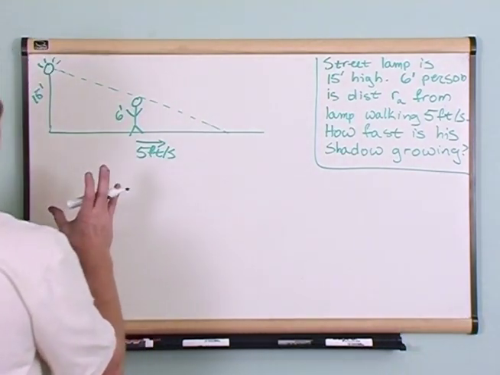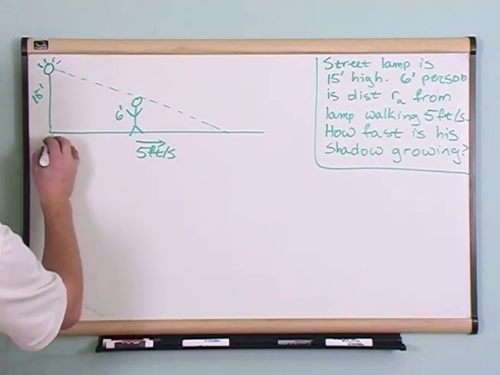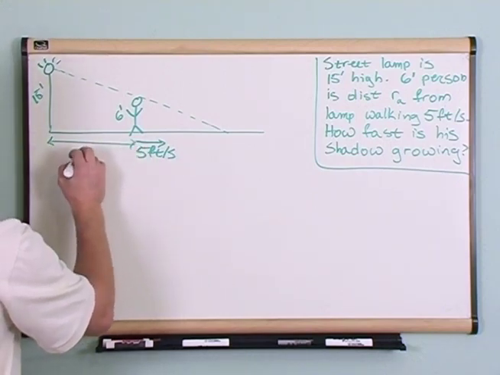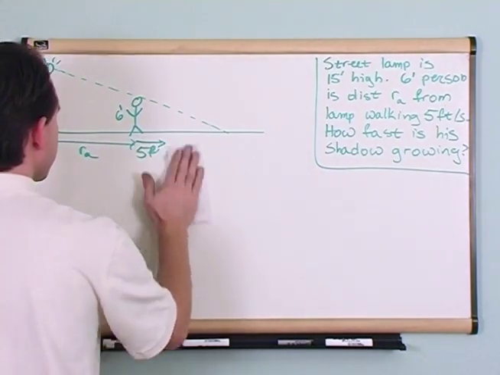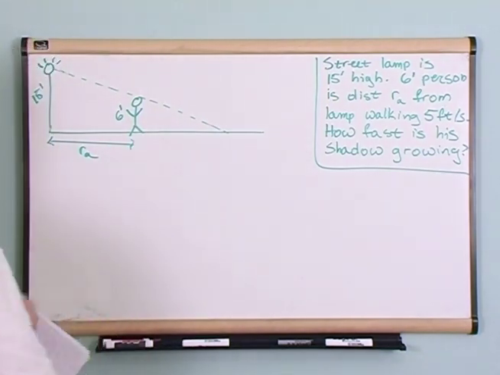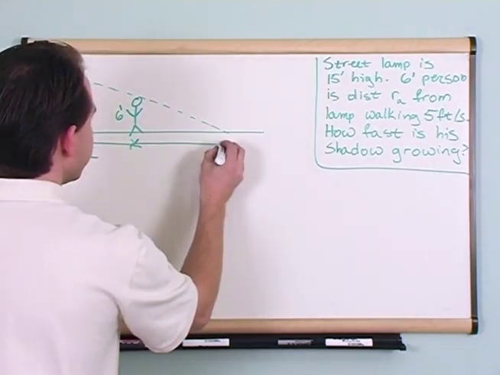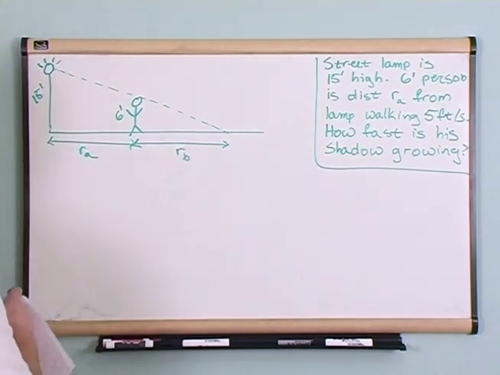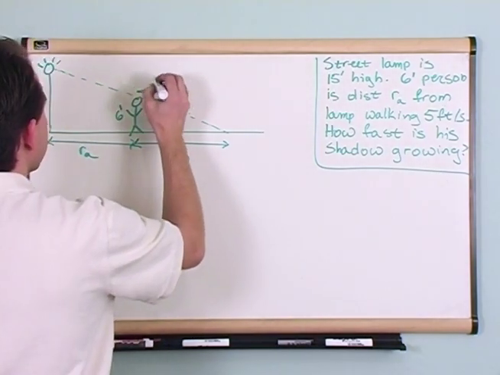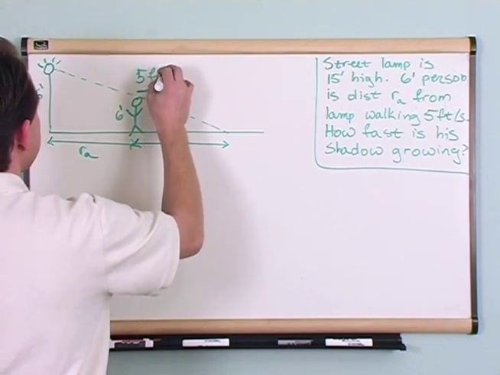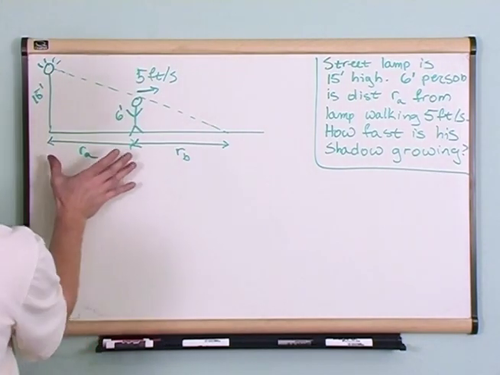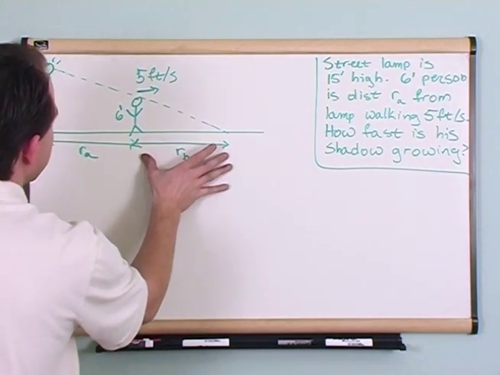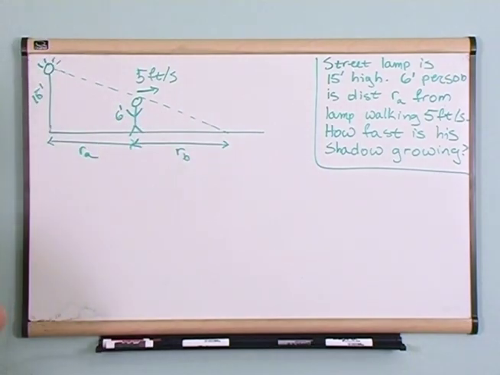My advice to you here is set up the problem like this. This distance, I'm going to call it RA. And to make this a little bit clearer, I'm going to say this distance to the end of the shadow is RB. And I'm going to put a little arrow here and say he's moving at 5 feet per second. So you have a 15-foot high pole, a 6-foot person, he's some distance RA away, and he's got a shadow that's RB long. And I don't know much here, and the question is, what do I need to find?